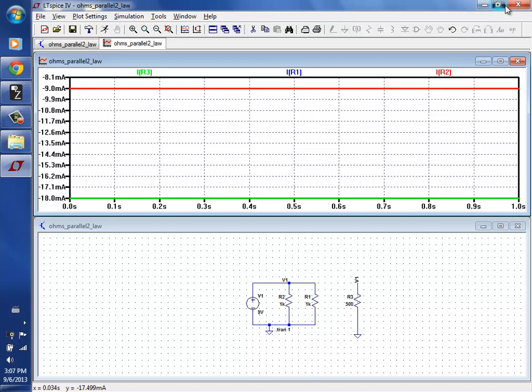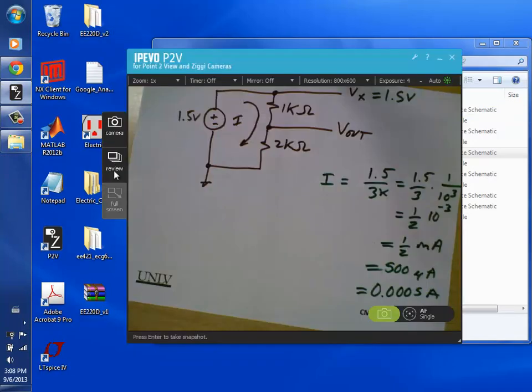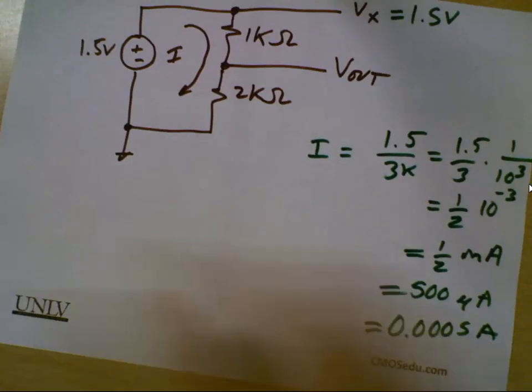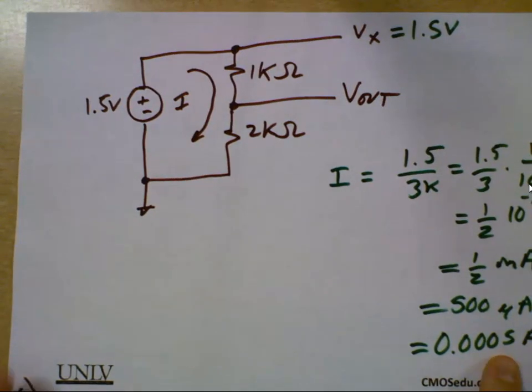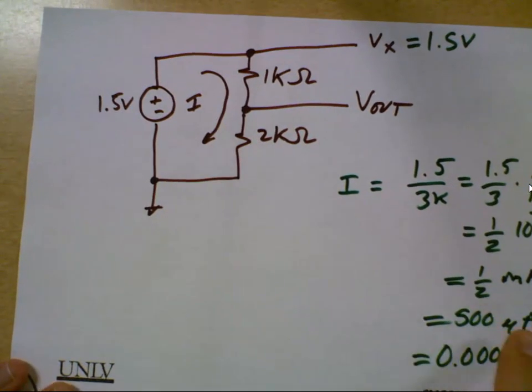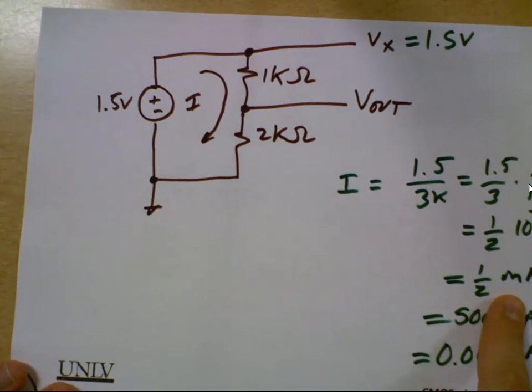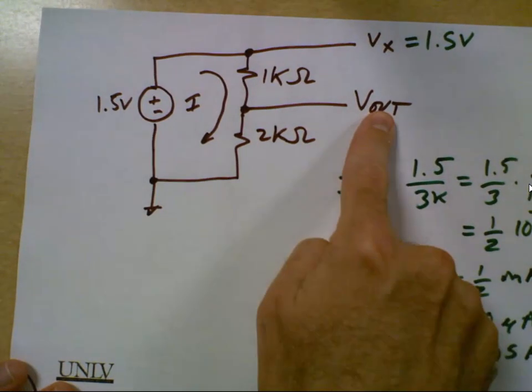Okay, so let's go verify that. Let's go look at the circuit. Well, let's see, we need one more thing, don't we? What is the last thing? V out. Well, we know what the current is, so we know that the voltage here is going to be 2K times 0.5 milliamp. What is that? What's V out? 1 volt.